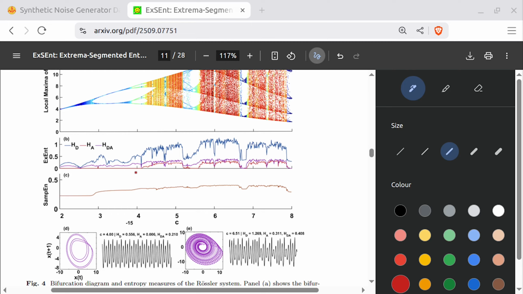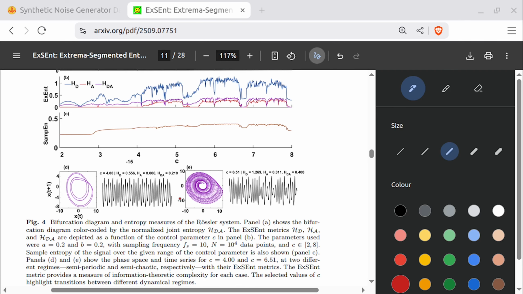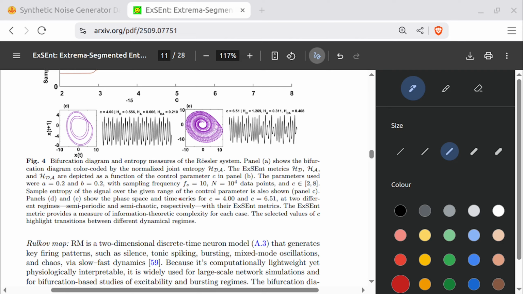No, C in this context is simply the control parameter, not an abbreviation for chaos. The control parameter is a value that scientists adjust to observe how a system's behavior changes, which can sometimes lead to chaotic patterns.